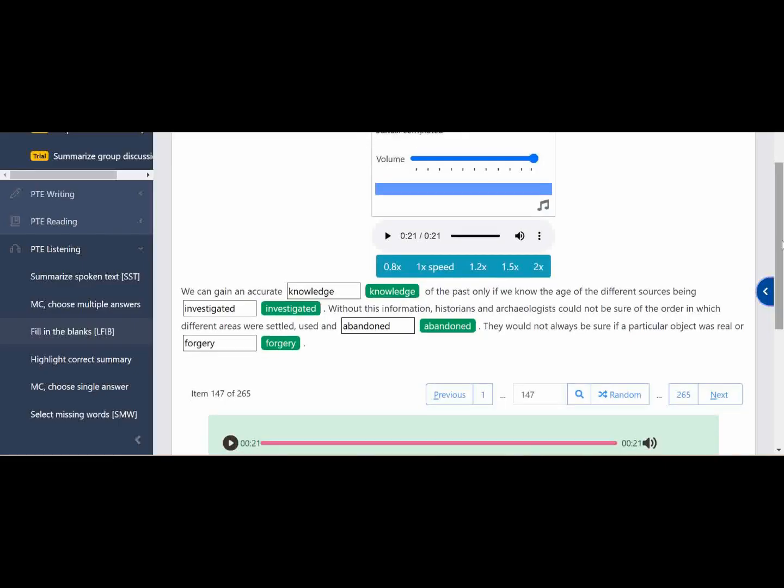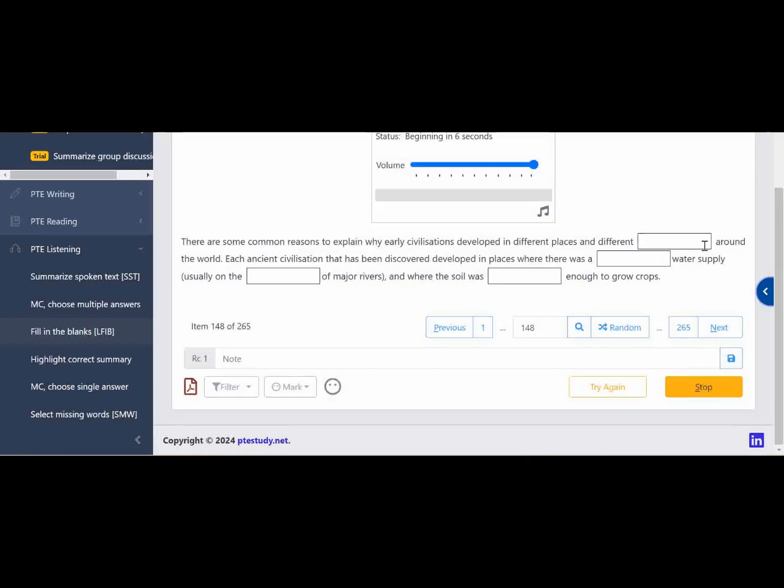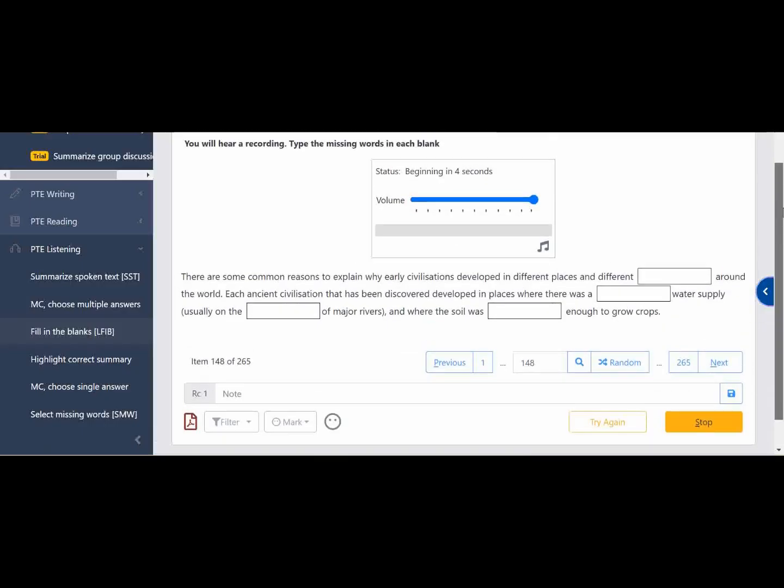You will get paragraphs like these in the final PTE exam. So you can say that these listening fill in the blanks are somewhat similar to the final PTE exam. Next example: keep your cursor here so that you can save your time.